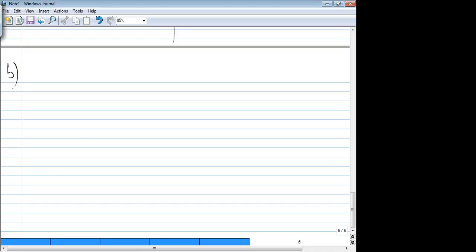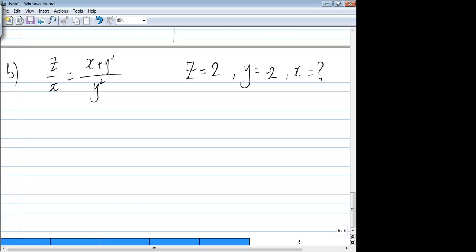Let me just copy down the formula again. Z over X is equal to X plus Y squared over Y squared. We can start by doing the substitution. If you're uncomfortable working with all these letters, you prefer to work with numbers, no problem. They tell you that Z is equal to 2, Y equals negative 2, and X is the question mark. So let's place everything in. So 2 over X equals X plus Y squared, Y is equal to negative 2.